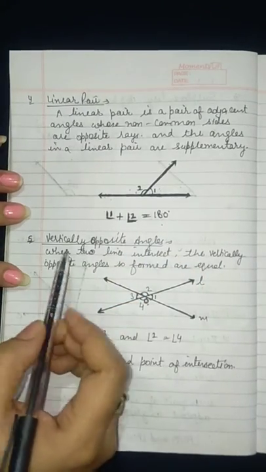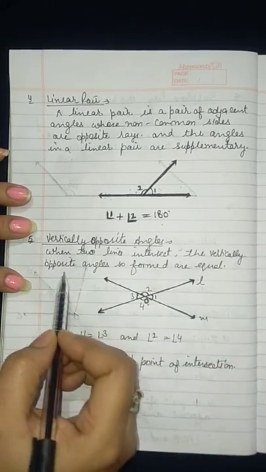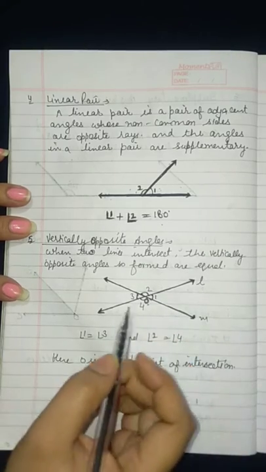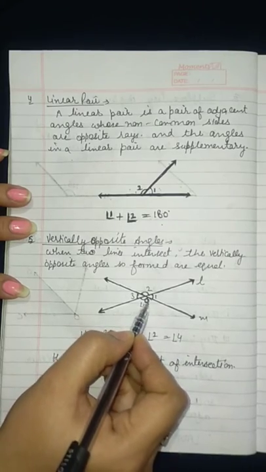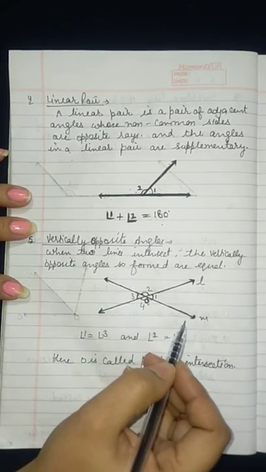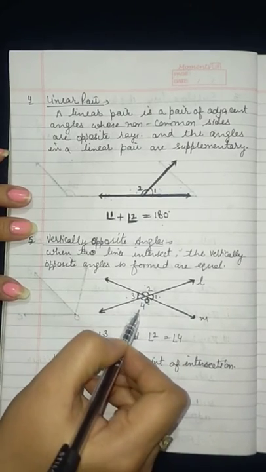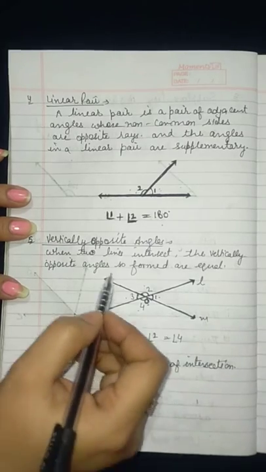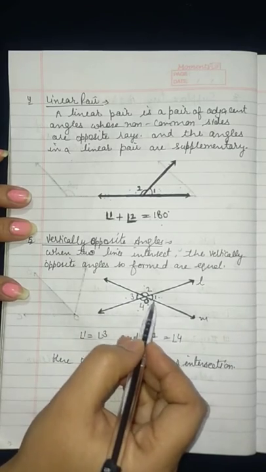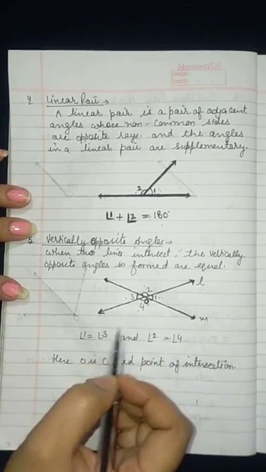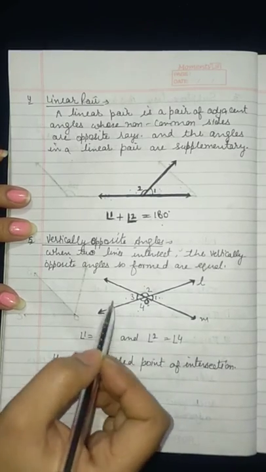Then next one is vertically opposite angles. When two lines intersect, the vertically opposite angles formed are equal. Means you can see here this one, L and M lines, both are intersecting at point O here. They are intersecting each other, and this one is opposite to 3 and 2 is opposite to 4. And just remember one thing, that when two lines are intersecting each other at a point, the vertically opposite angles are always equal. Means 1 equals 3 and 2 equals 4. So this point O is known as the point of intersection of these two intersecting lines.